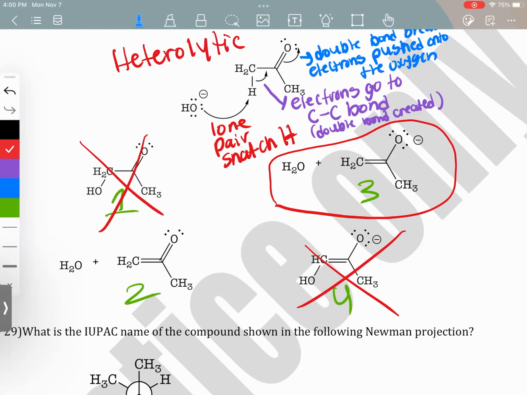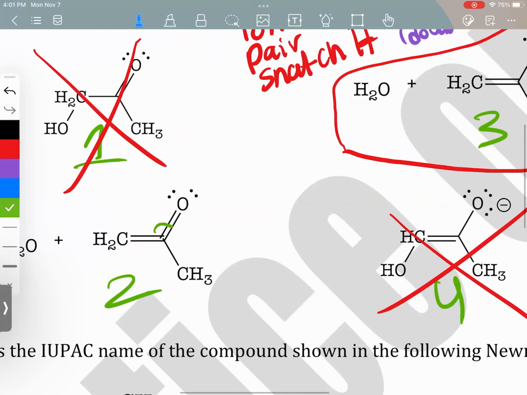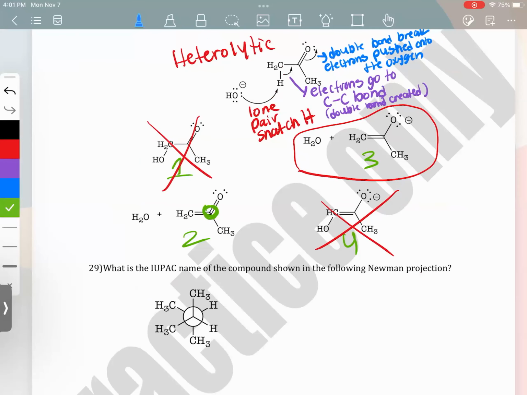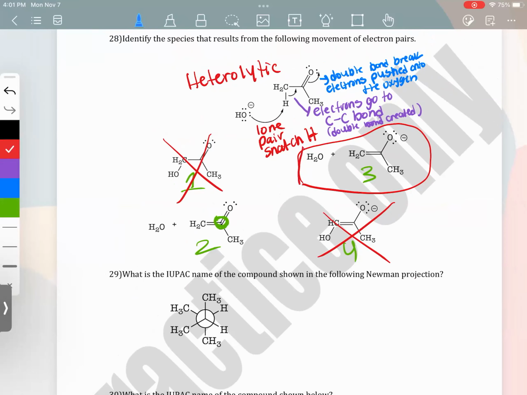Once the OH snatches away the hydrogen, the electrons from the C-H have to go somewhere. So they go to the carbon-carbon bond, creating a double bond. So we do see a double bond created. And lastly, that last arrow means that the other double bond has to break and the electrons get pushed into oxygen. So that's why 2 is out of the question. Look at this, it's violating the very bad rule right now. So the answer choice is 3.